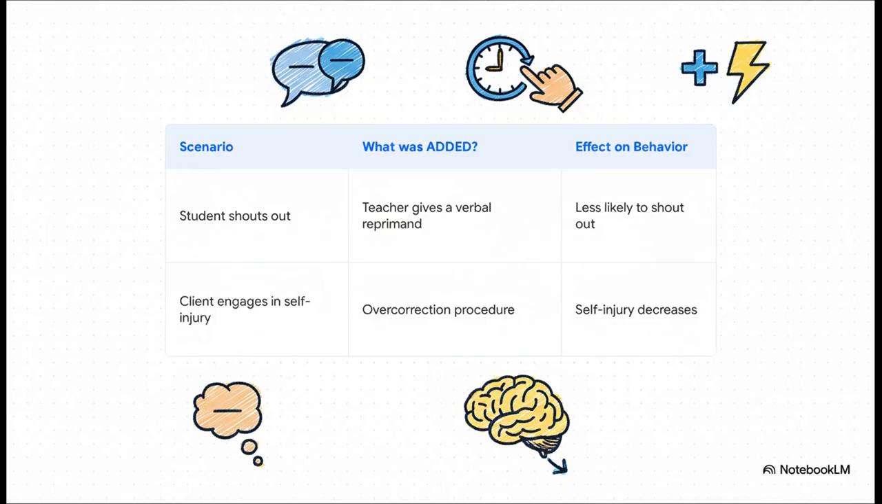Let's make this real. Picture a classroom. A student shouts out an answer. The teacher immediately adds a verbal reprimand, like a firm, "We use quiet voices." Now, if over the next few days that student shouts out less, well, that reprimand acted as a positive punisher. Or a more serious example, say a client engages in self-injury. The BCBA has a plan to implement an overcorrection procedure, which adds a task right after the SIB. If the data shows that self-injury is going down, that's positive punishment in action.